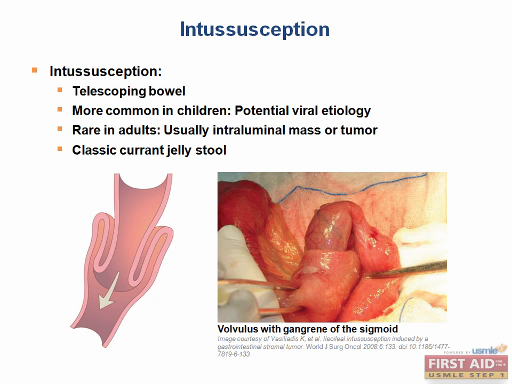Intussusception is where there's telescoping of a bowel segment into a distal bowel segment, which you can see here. This can compromise blood supply. This is more common in children with a potential viral etiology. It's generally rare in adults and is usually from an intraluminal mass or tumor. This is a surgical emergency in kids. On the boards, this presents as the classic description of currant jelly or bright red stool.